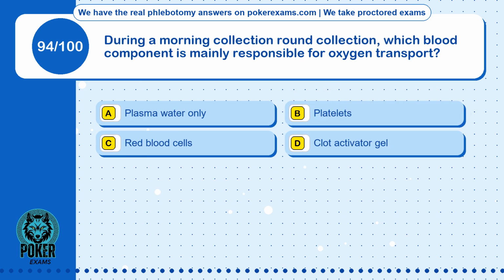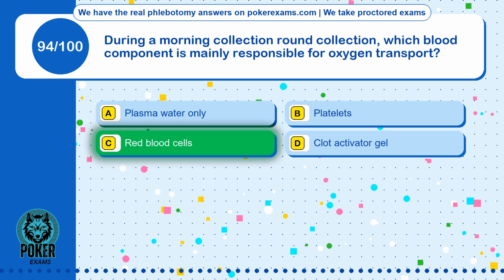Question 94. During a morning collection round, which blood component is mainly responsible for oxygen transport? Option A, plasma water only. Option B, platelets. Option C, red blood cells. Option D, clot activator gel.